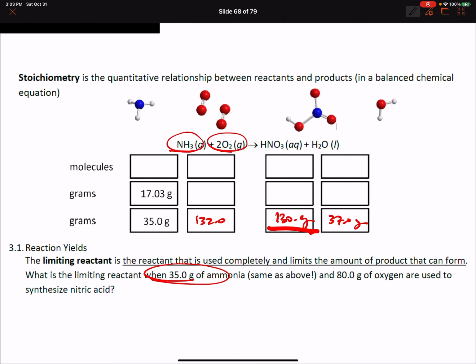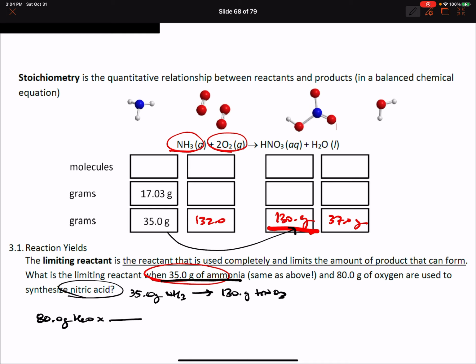The way I would do this, there are a couple of different ways, but one way is to say, if I had 35 grams of ammonia, how much nitric acid can I make, right? We've already done that calculation previously. It would be 130 grams of nitric acid from 35 grams of ammonia. So let me just abbreviate that here: gives me 130 grams of nitric acid. I'm going to do the same thing with 80 grams of water.